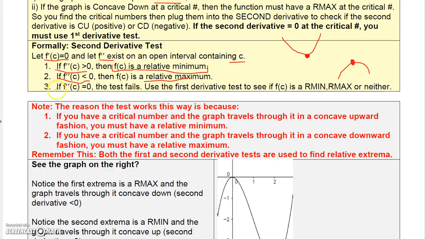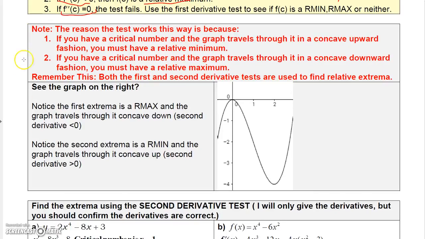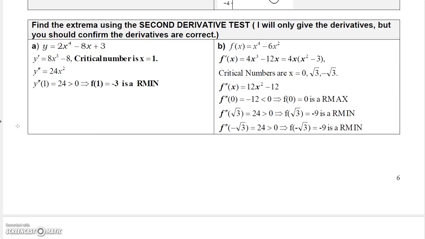And then the second derivative test might fail. If the second derivative is 0 at a critical number, then you're not going to know what's going to happen. You might have a relative min, you might have a relative max, or you may have neither. So you have to actually revert back to the first derivative test. You can read this little paragraph on your own, freeze the video and read it. I've already explained some of that for you. But let's go ahead and get on to the second derivative test example.